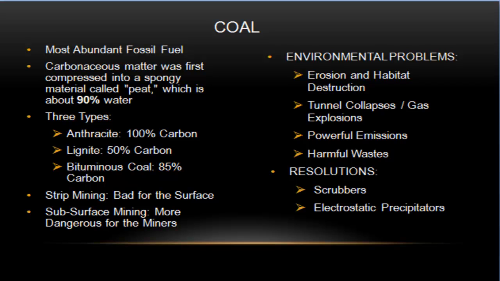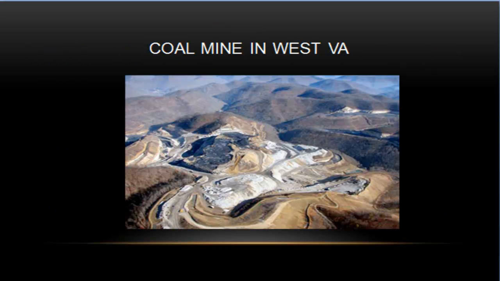There are 2 types of mining. You can either strip mine, which is bad for the surface and kills animals and plants, or subsurface mining, which is more dangerous for the miners. Environmental problems that come about when extracting coal are erosion and habitat destruction, the possibility of a tunnel collapsing and gas explosions, powerful emissions being released in the environment, and harmful waste. Some resolutions to this are to install scrubbers or electrostatic precipitators. And here's a coal mine in West Virginia.